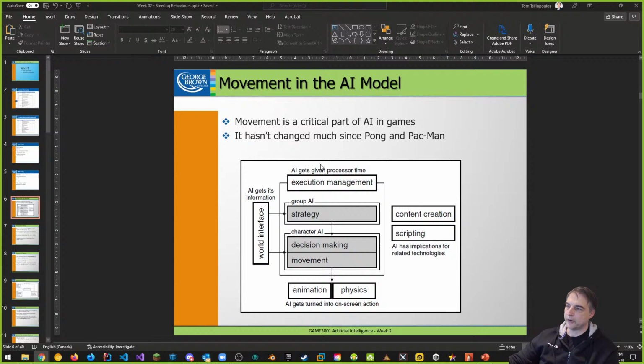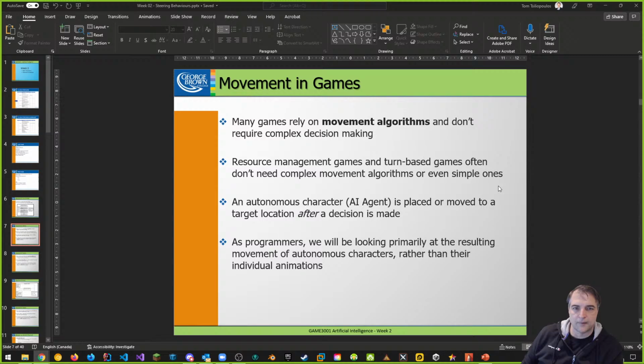Let's talk a little bit about movement and using the AI model that we talked about last week. It's a critical part of AI in games, like we talked about before. It hasn't changed a lot, and we're going to talk about some basic movement, and some of you have tried to start basic movement going because of game production too, and it's good. We're going to hopefully help you with that in the coming weeks. All right, so when we think about movement algorithms, these movement algorithms don't really require any decision making. It's almost like moving an object or an autonomous character, AI agent, from one place to another place.